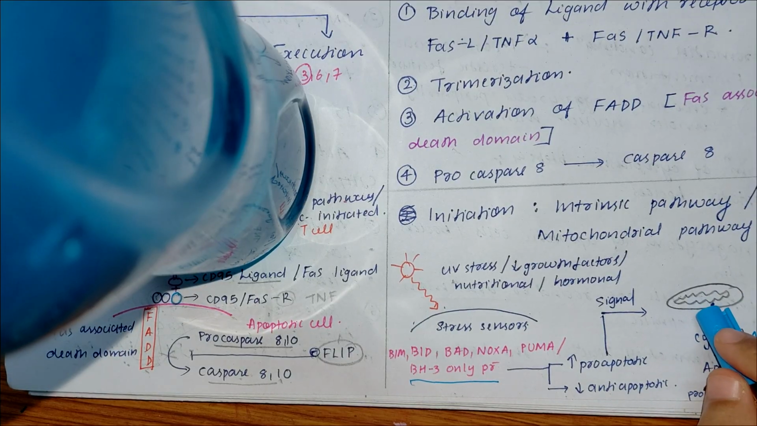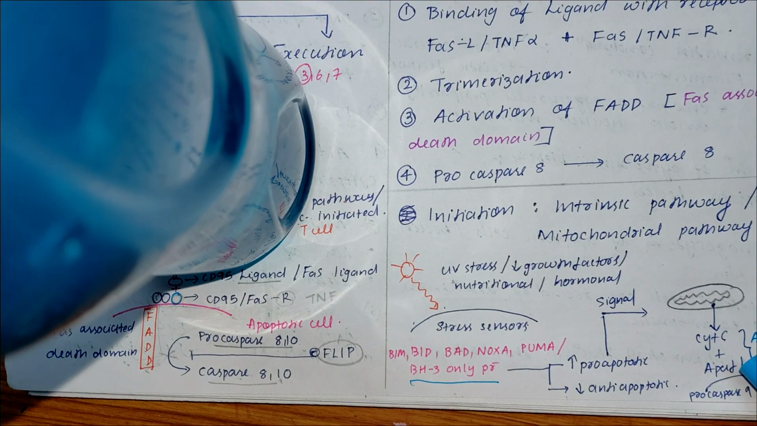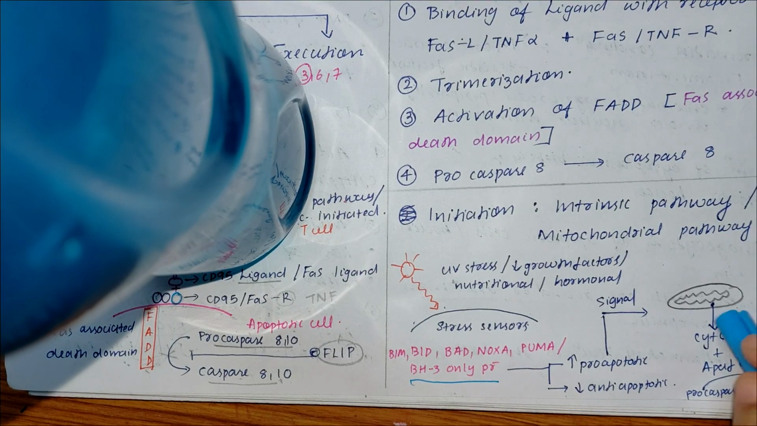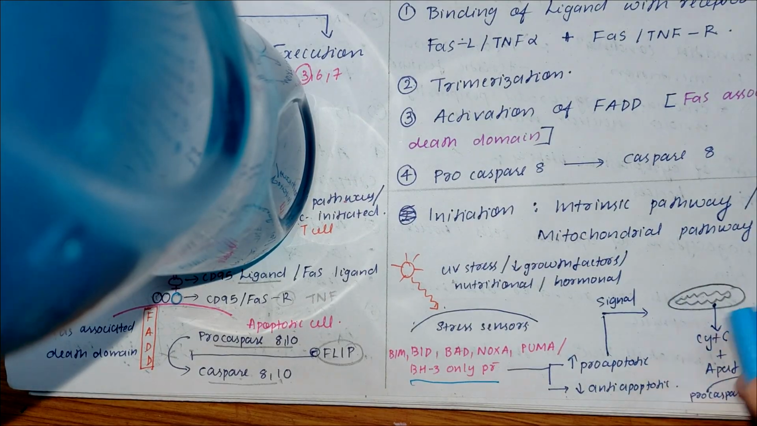The permeability of the mitochondria is going to increase. It will be releasing the cytochrome C. So what is the cytochrome C? It is going to get attached with the APAF1. What is APAF1? Apoptosis activating factor. APAF1 and cytochrome C together are called the apoptosome. What is it called? Apoptosome.